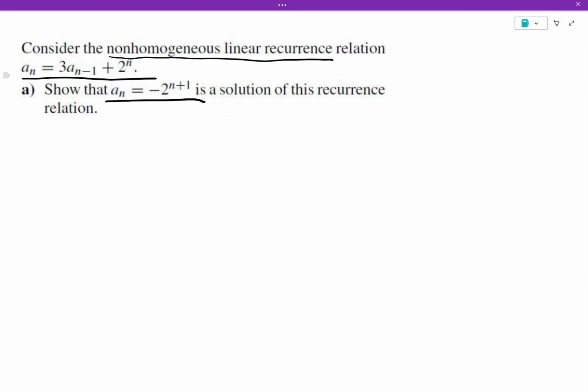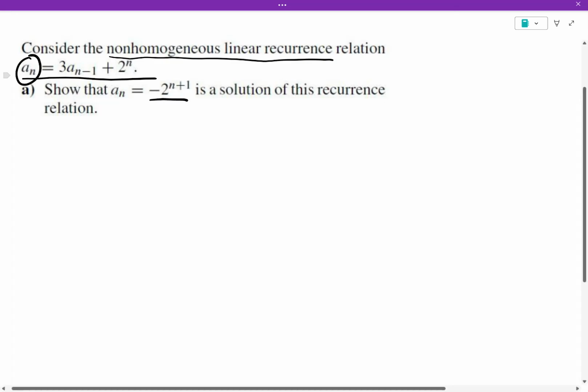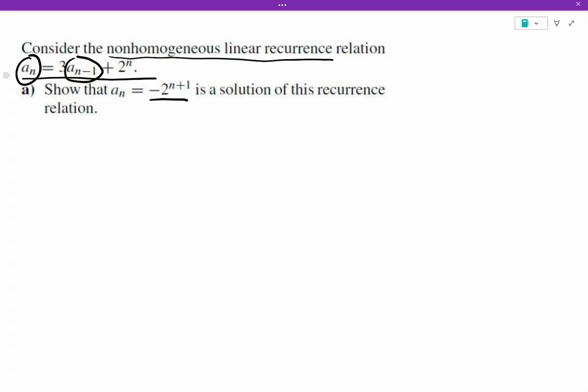So if we look inside my recurrence relation at the subscript terms, we have a of n. Well, we can replace the a of n with what a of n is equal to here, negative 2 to the power of n plus 1. But then we also have the a of n subtract 1. So what are we going to replace that with? Well, we have to go to my potential solution, and we're going to replace the n with an n minus 1. So we'd have a n minus 1 is equal to, and I'd replace all the n's on the right-hand side with an n minus 1.